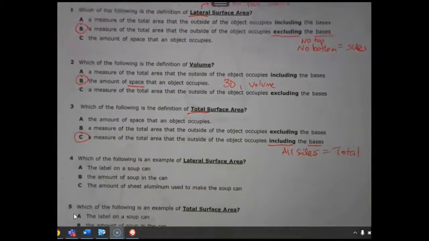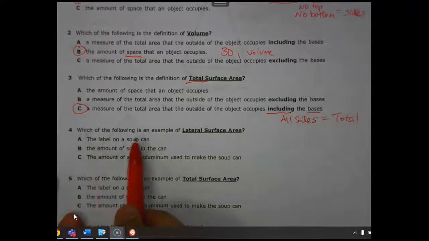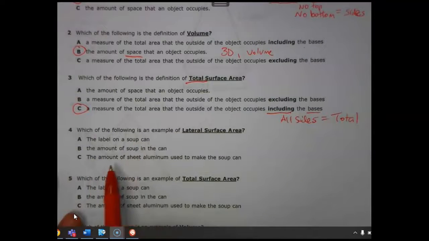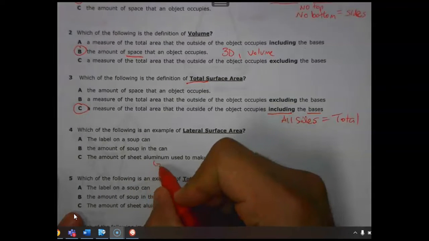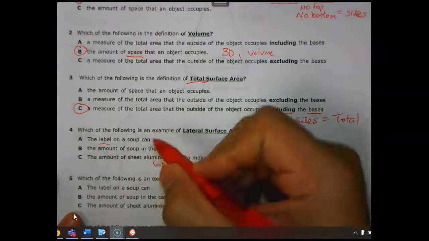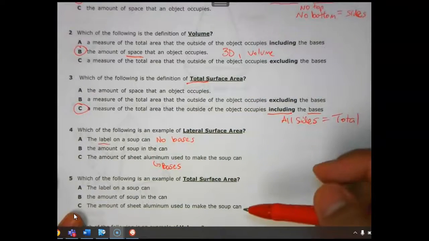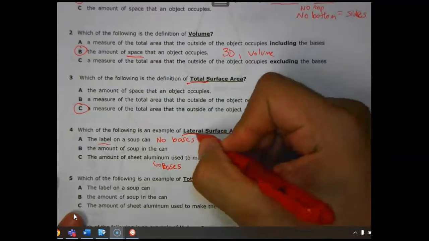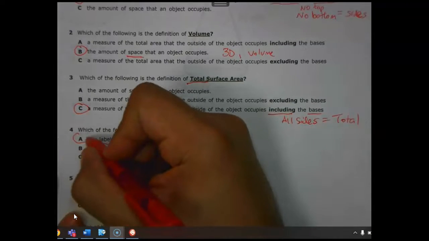All right, number 4, which of the following is an example of lateral surface area? Is it the label of a soup can, the amount of soup in the can, or the amount of aluminum used to make the soup can? Now remember, aluminum would include the bases. But the label is no bases. The label is just on the side. There's no label on the top or the bottom. So if it's lateral, no top and bottom, no bases, that's got to be just the label.